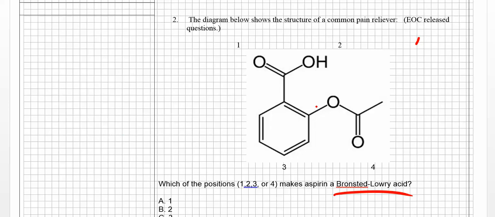So the point is that you can determine the answer to this question even though you don't know anything about organic chemistry. You simply need to know the definition of a Bronsted-Lowry acid, okay? So let me give you a little bit of background. It was in 1923 that Johannes Nicolaus Bronsted and Thomas Martin Lowry independently defined acids, what they call Bronsted-Lowry acids, to be proton donors, okay?